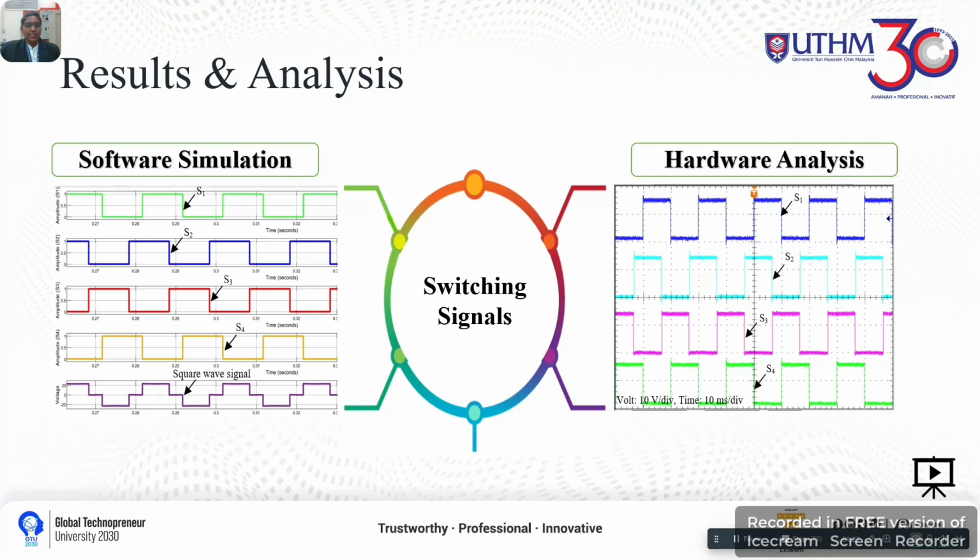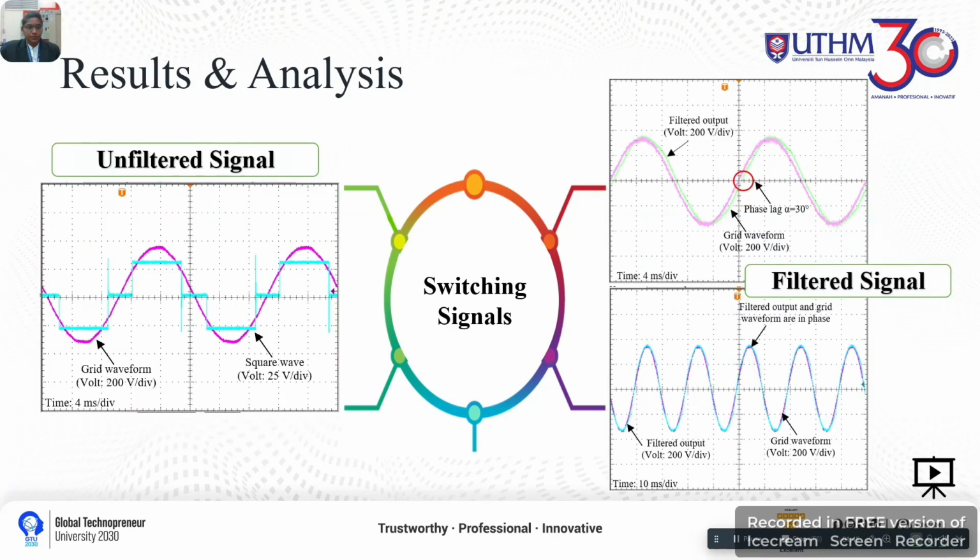In the results section, we can see that the single phase full wave inverter consists of 4 switching devices to ensure a bidirectional power flow for high quality power conversion. The switching signals are acquired from the software simulation and also experimental analysis. The switching signals were measured from each MOSFET's gate signal output in the inverter circuitry.